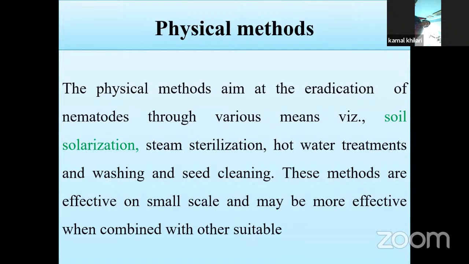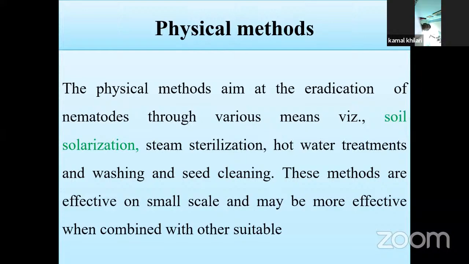Other than soil solarization, we can use hot water treatment also. If the propagating material or seed material is infested with nematode structures, we can go for hot water treatment. At 50 to 54 degrees centigrade, the nematode will die. So for 4 or 5 minutes, we can dip the propagating material in the hot water and kill the nematode structures. So this hot water treatment is also effective for the management of the nematode.